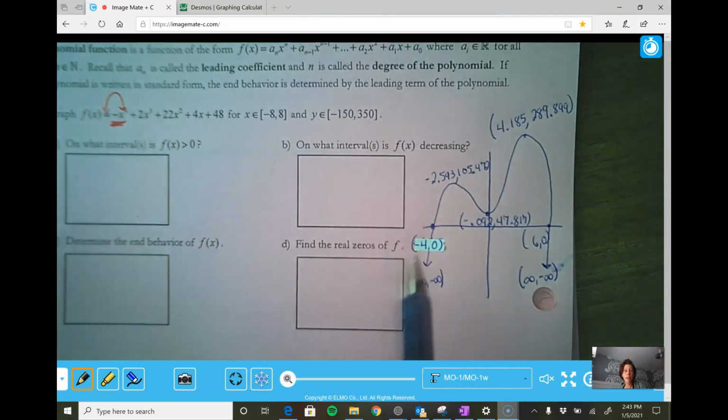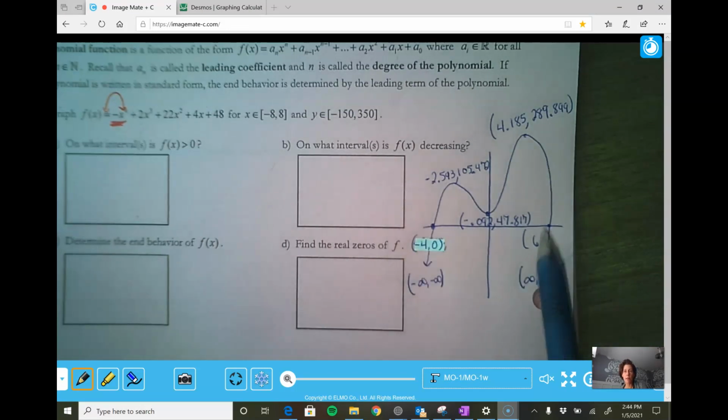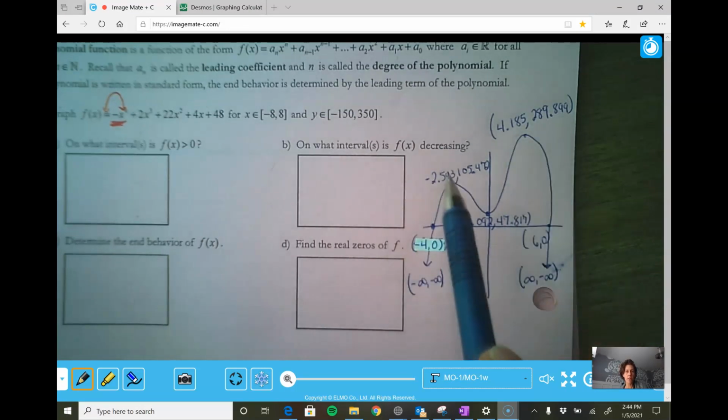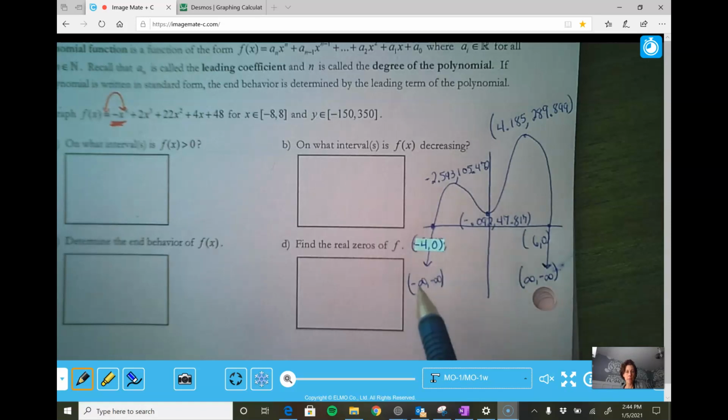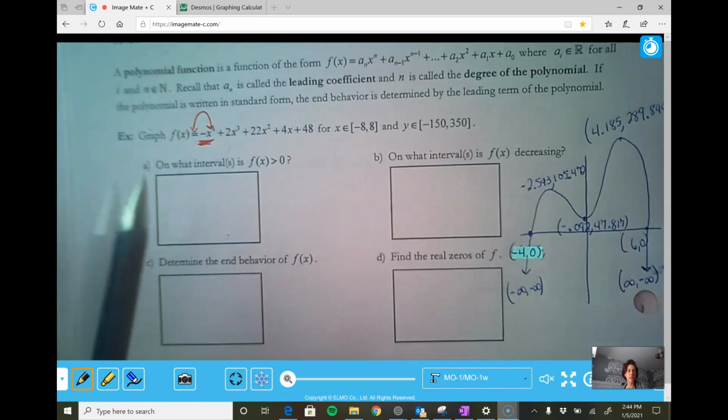Okay, so what I've done is taken this little bit of space here and I've drawn the shapes and I've marked all my x-intercepts, where it turns, and then my end behaviors. And again, I should know this shape. So let's actually take a look at the function.